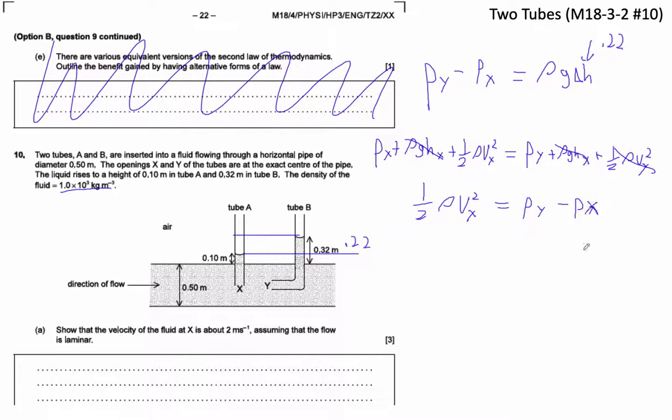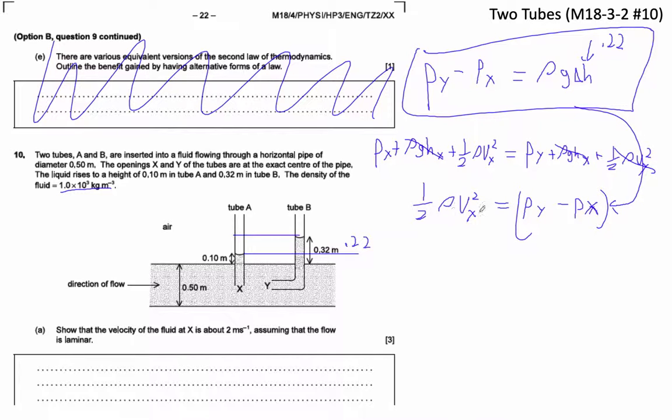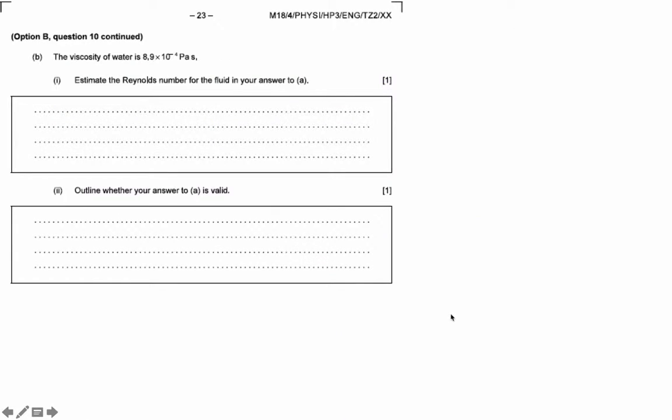That's an x, okay? So you figure out what this difference is, plug that in for this side here, and that equals 1/2 rho Vx squared, which is the velocity you're trying to figure out. I got something a little more than 2, rounded to 2.1, but they say it's about 2 meters per second. So anyway, that should be good there.